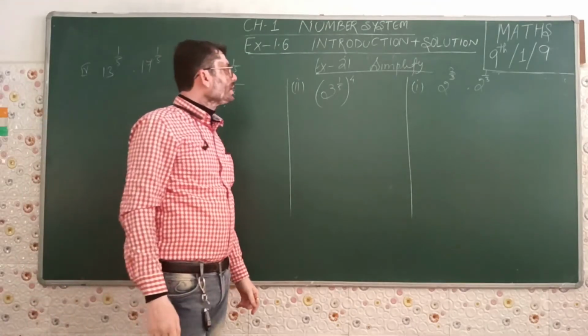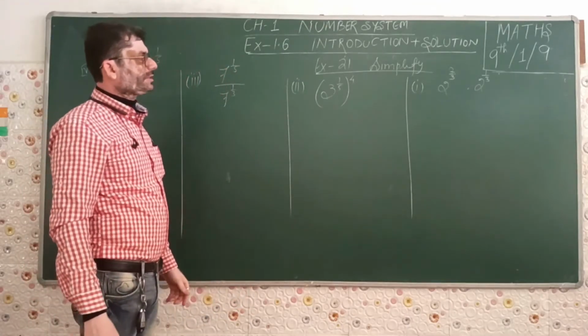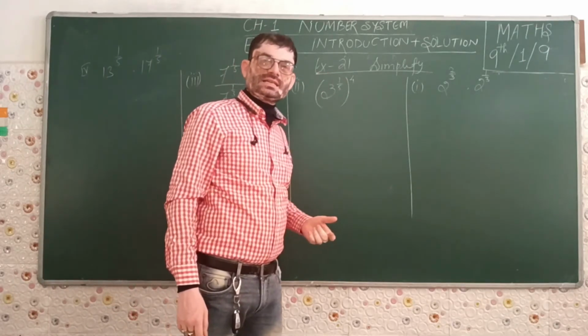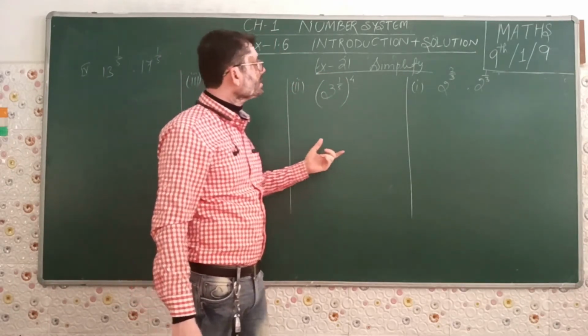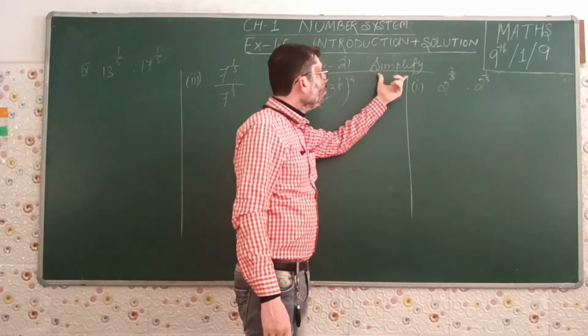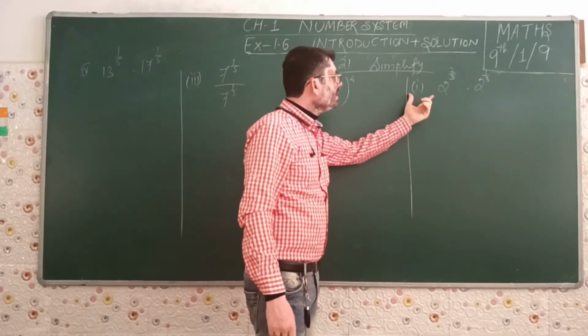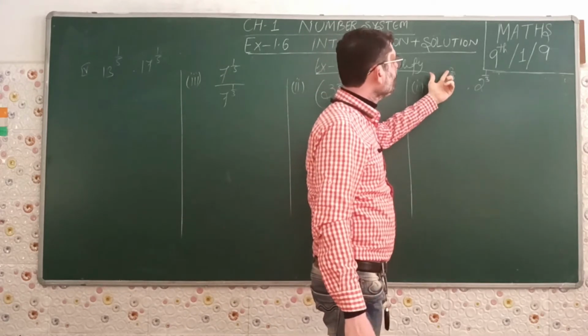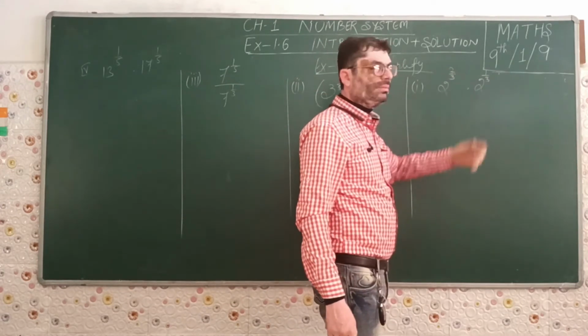Moving on with some more examples related to the laws of exponents. Let us read example number 12 from your NCERT textbook, where we are asked to simplify. What are we asked to simplify? We are asked to simplify this question: 2 to the power 2 by 3 into 2 to the power 1 by 3.